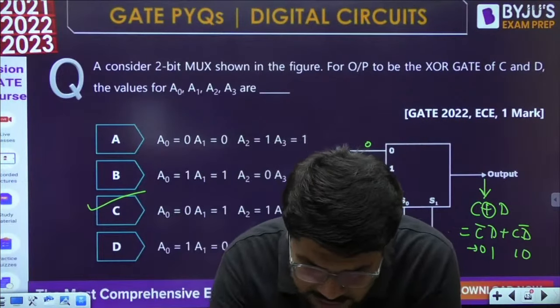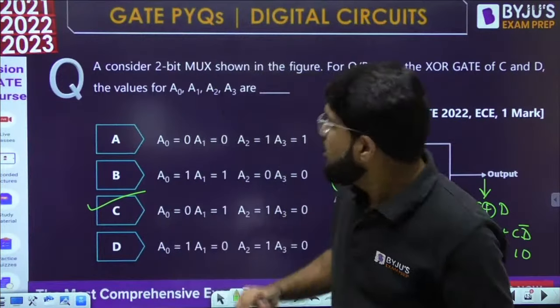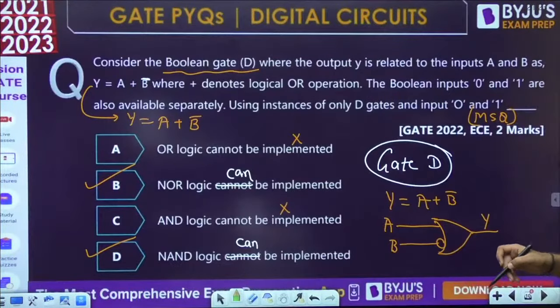Correct. C. Bhanu, RDK, Ananta, correct answer. See, Akansha is putting up a doubt here. Let me go back to the previous question.